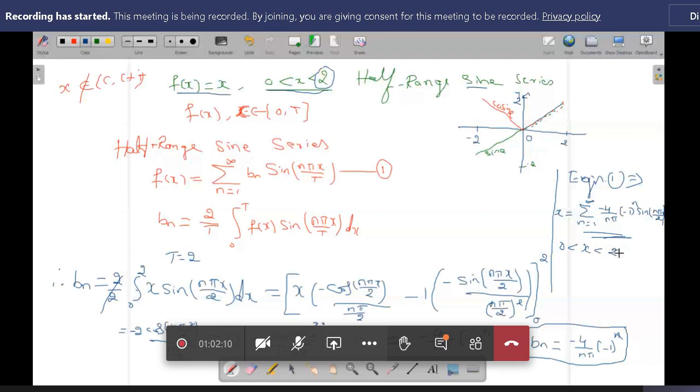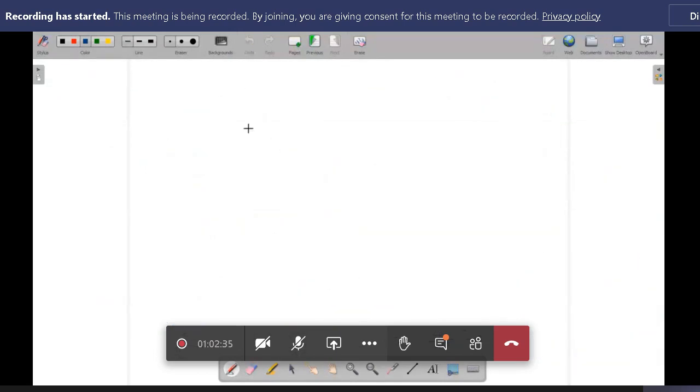So that means the result is now extended to minus 2 to 2. When you use this, you will get results in the interval minus 2 to 2 if you wish to plot. The plotting and all those things we'll see in MATLAB. So let me take the same example and extend it with the half range cosine series. I'll write an example.